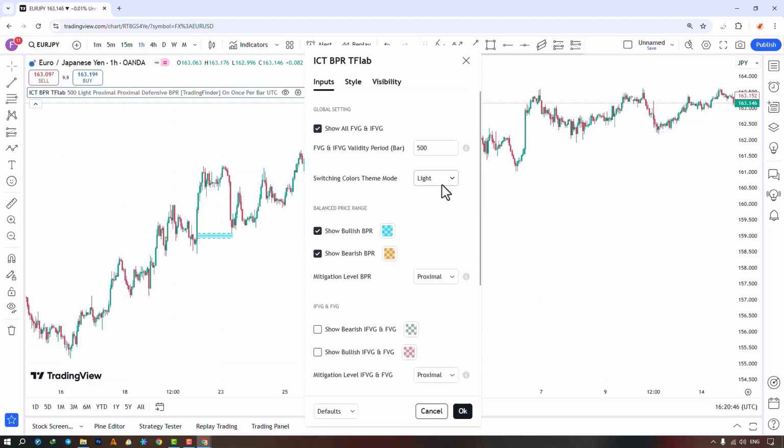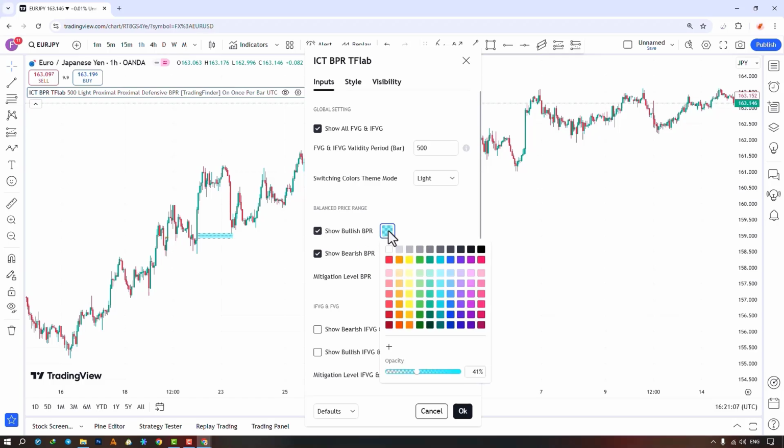In the next section, you can enable or disable the display of bullish BPRs, and you can change its color to your preferred choice. In the following section, you can enable or disable the display of bearish BPRs, set its color, and toggle it.